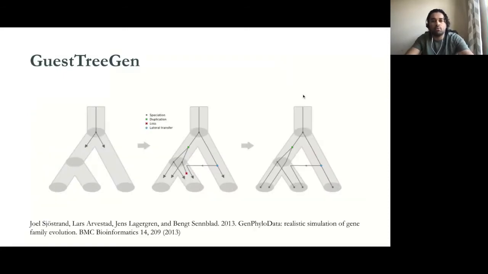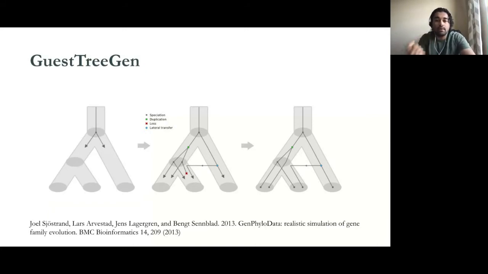And with GuestTreeGen, which is the gene tree generating method, what the current framework supports is essentially evolving another tree inside this already created species tree, which evolves in a similar manner, except that whenever you hit a speciation event, which is the dark gray ovals here that you can see, that automatically results in a second lineage being created in the gene tree, which corresponds to having a lineage evolve down either of the two children in the species tree.